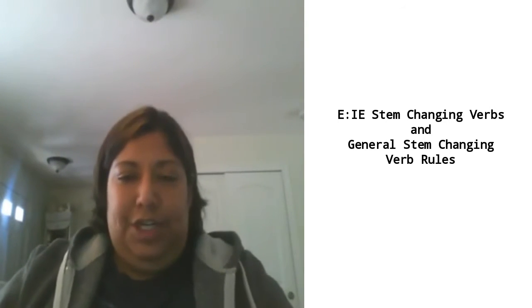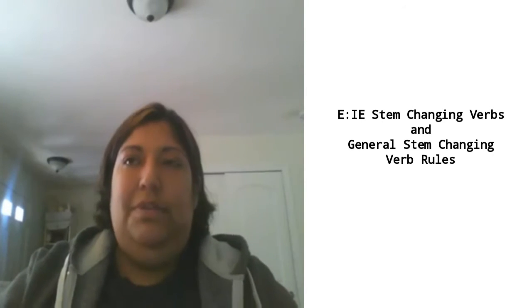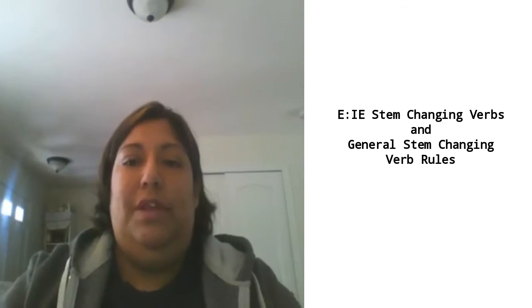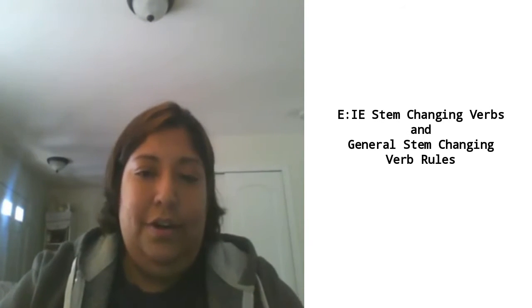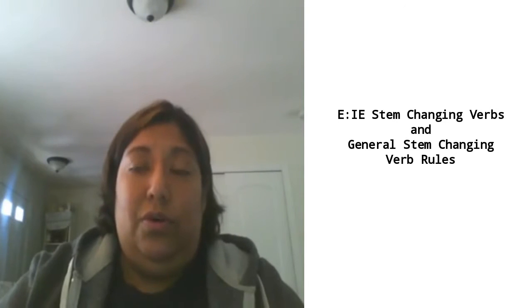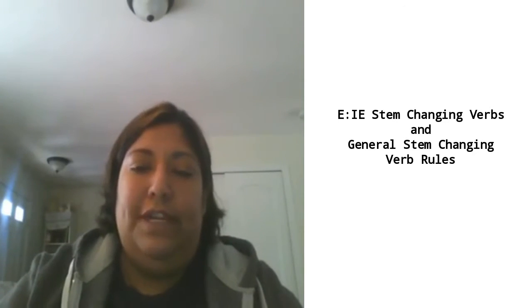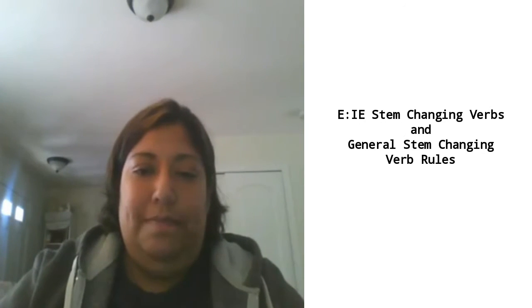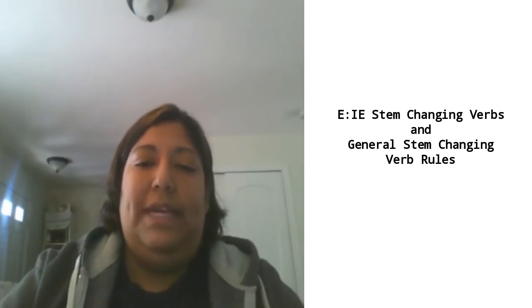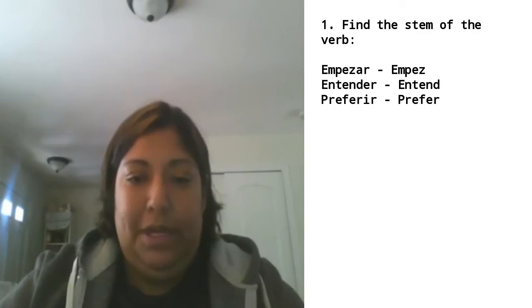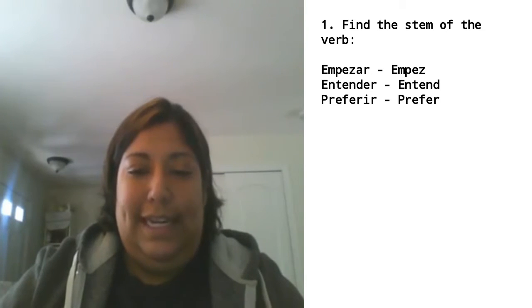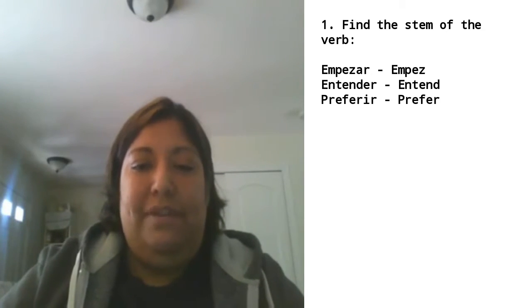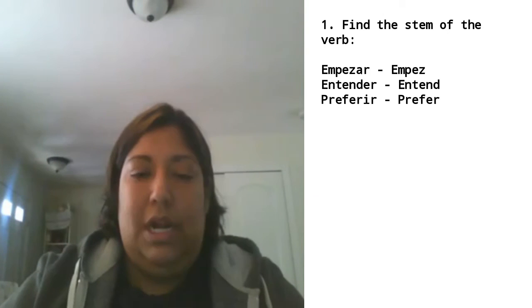For E to IE stem changing verbs, there are a couple general rules that go across the board with any stem changing verb, as we've seen with tener, which happens to be a yo-go stem changing verb, kind of in its own category. The first thing you're going to do with an E to IE stem changing verb is find the stem of the verb. So you have empezar, which would be empez, entender, which would be entend, and preferir, which would be prefer.